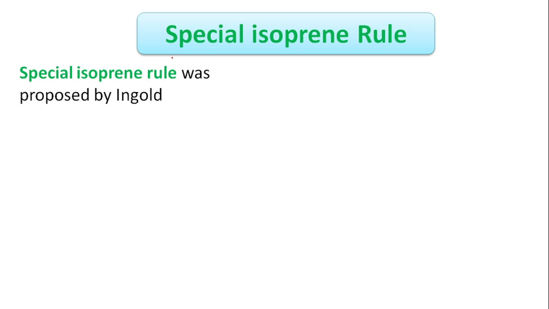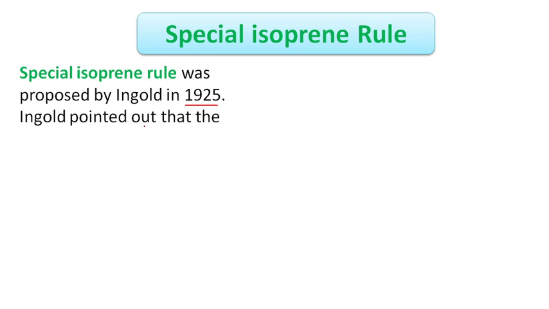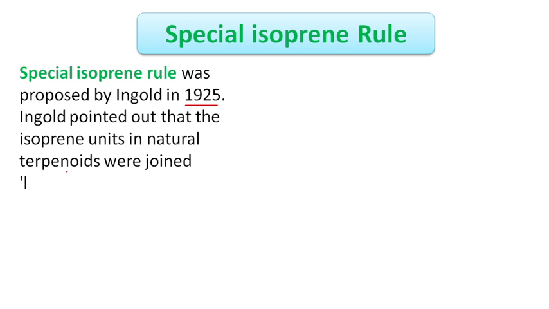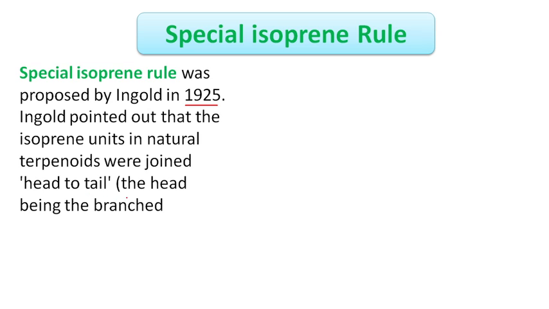Now there is one more rule which further elaborates or extends the isoprene rule. It is a special isoprene rule given by Ingold in 1925. Ingold pointed out that the isoprene units in natural terpenoids were joined in head to tail fashion, the head being the branched end of isoprene.